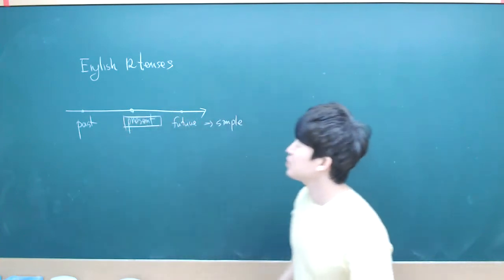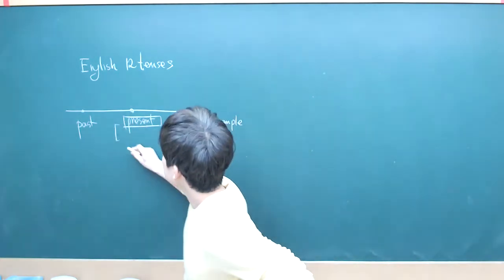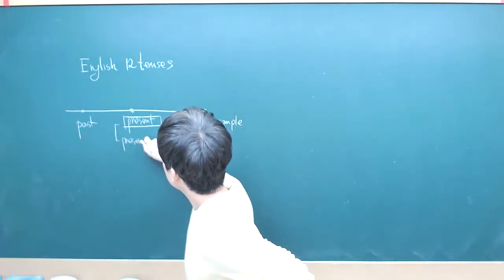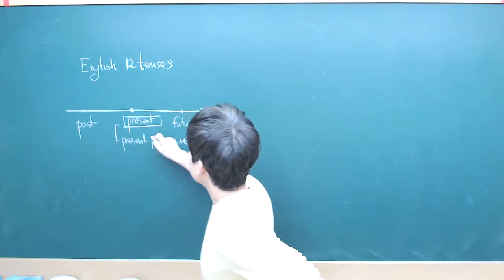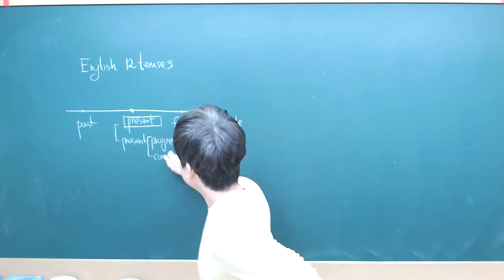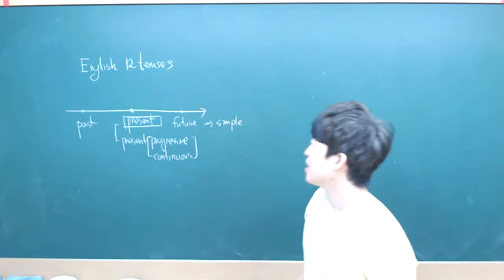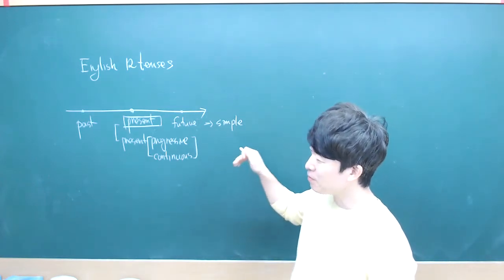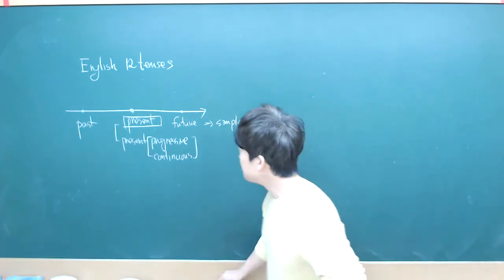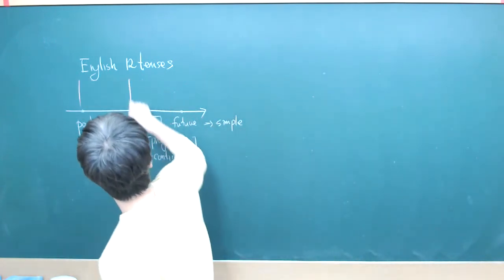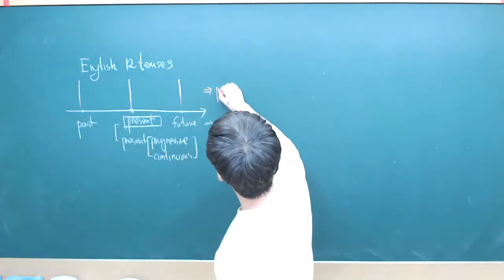Last week we studied simple present and present progressive or continuous. This tense emphasizes you are doing something right now at the moment. And another concept can be applied here: perfect.